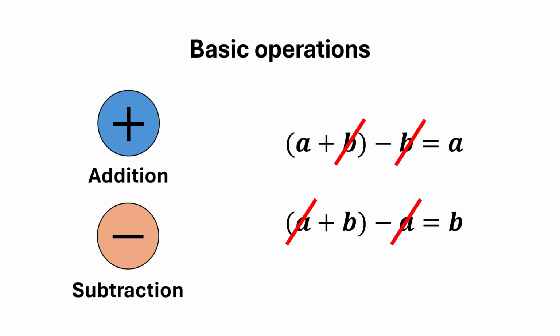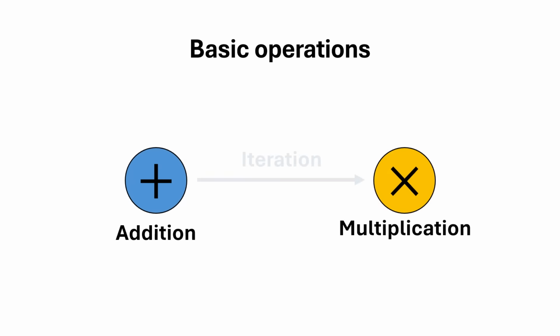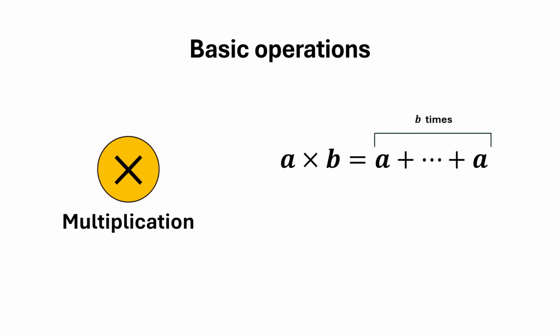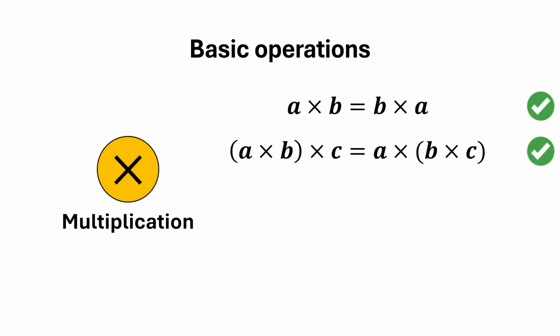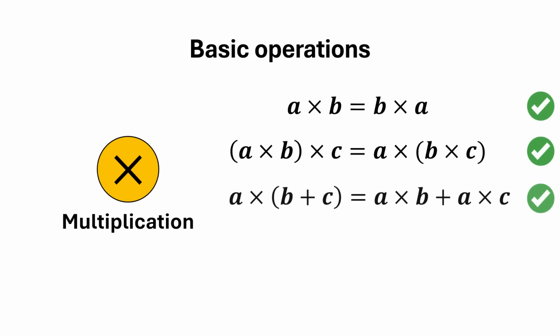Following addition, we encounter multiplication, an iterated version of addition. When we multiply a number by 3, for example, it essentially means adding that number to itself 3 times. Like addition, it is both commutative and associative over the reals, and even complex numbers. It also distributes over addition. Multiplication also has an identity element, which this time is the number 1. Any value multiplied by 1 remains unchanged.